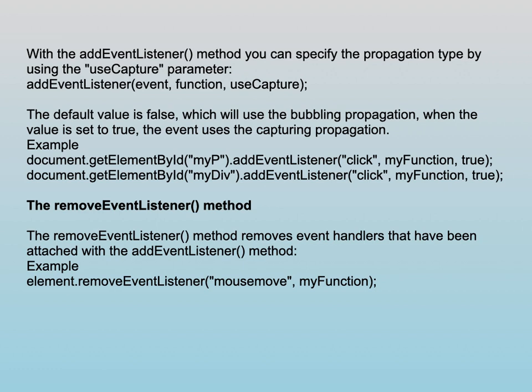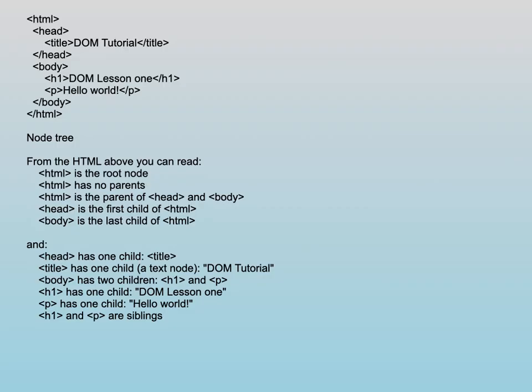So this is regarding event listeners in JavaScript. We will see one simple example here. HTML followed by head and title tag, DOM tutorial, that is the title given here. In our body, one h1 header is there, DOM lesson 1, followed by a paragraph, hello world. So the node tree, how the node tree is defined here.